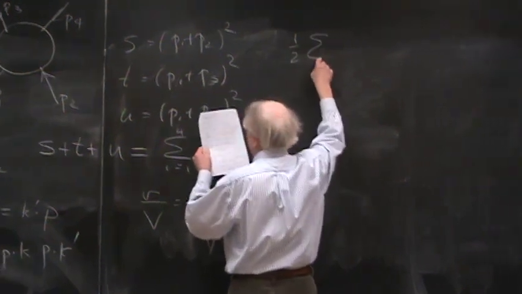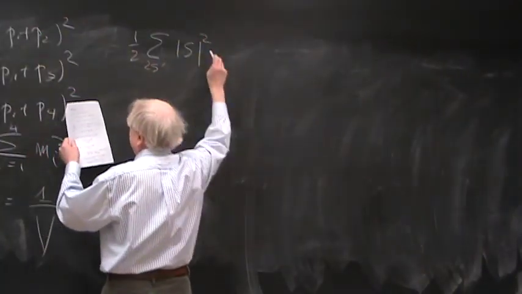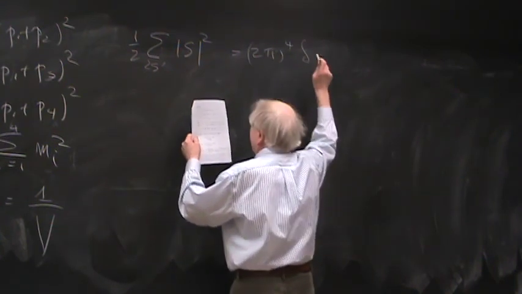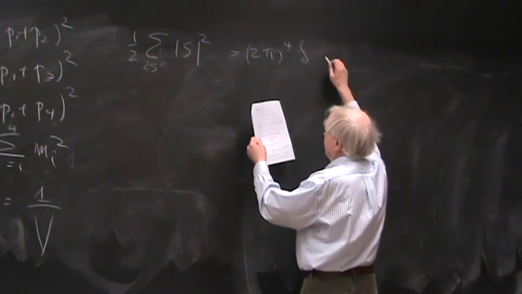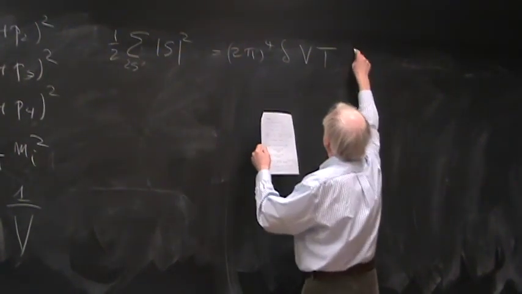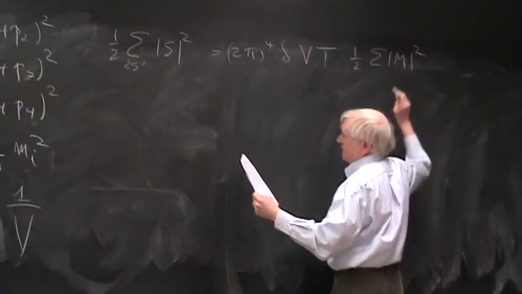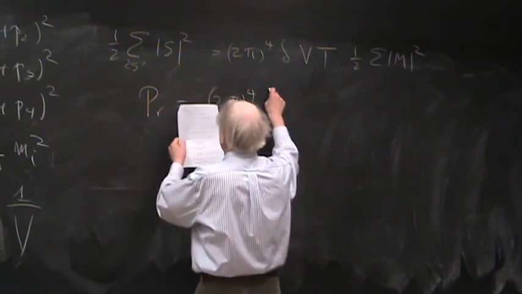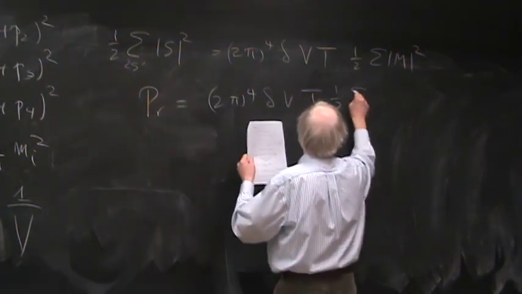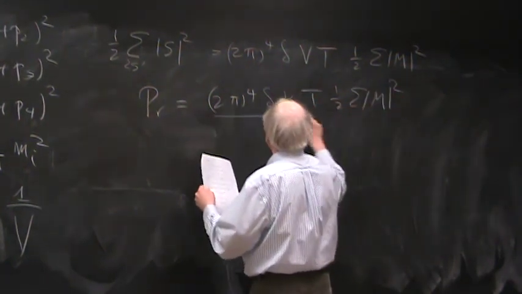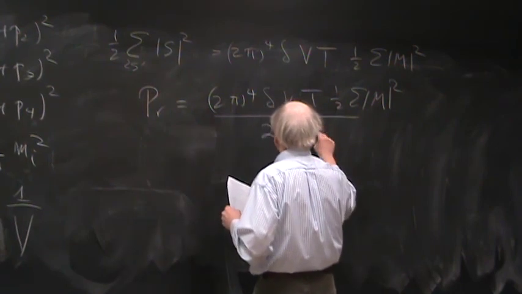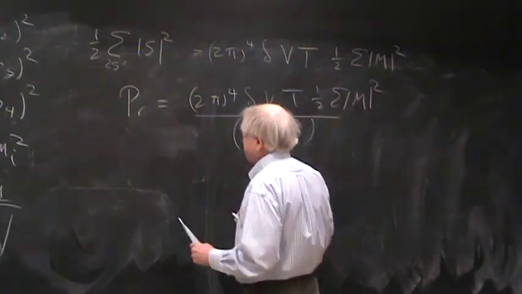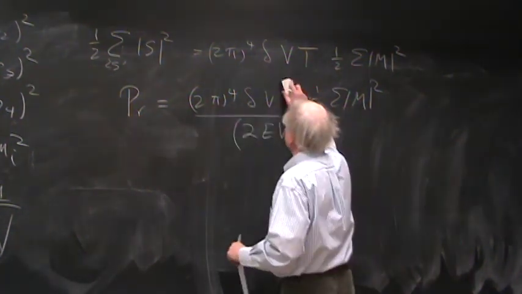Okay. One half the sum over s, s prime of the amplitude squared is what? Well, this is going to be (2 pi) to the 4th, overall momentum delta function, and then the square of this is just VT, and then we have one half sum M squared. Okay, so that's what we're dealing with. To make this a probability, we have to divide this by the 2E V's because of the normalization, the Peskin-Schroeder normalization. To make it a rate, we divide by T, so now we've got a rate.